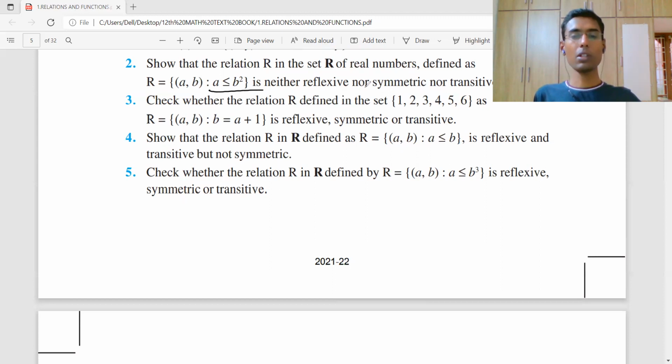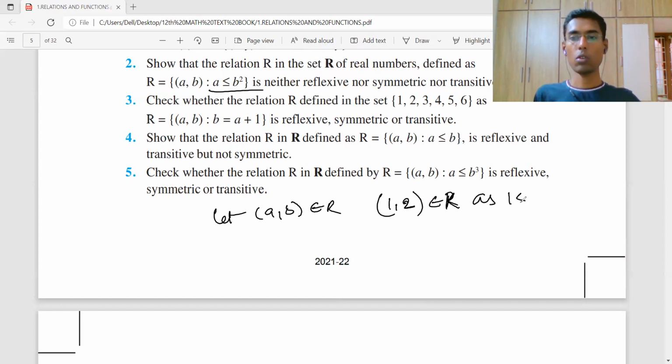Not symmetric is very easy. So let (a, b) belong to R. We take anything, say (1, 2). 1 comma 2 belongs to R for sure. But (2, 1) does not belong to R. So it is not symmetric.